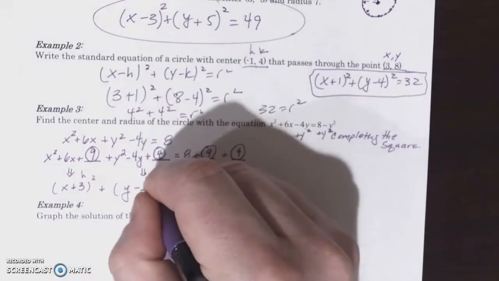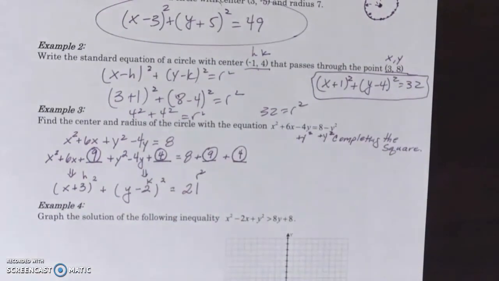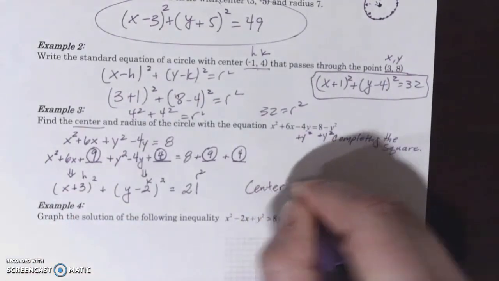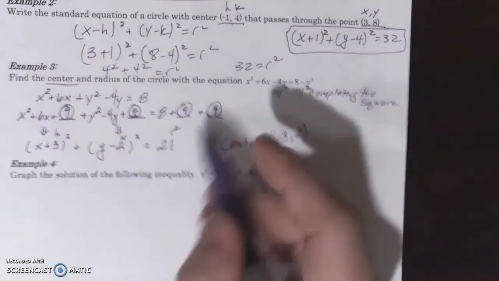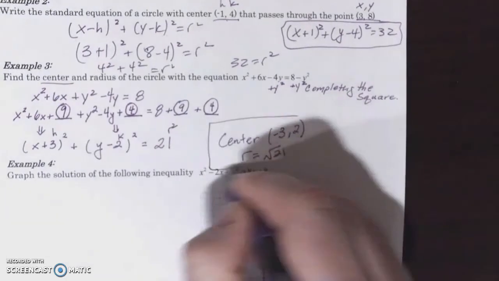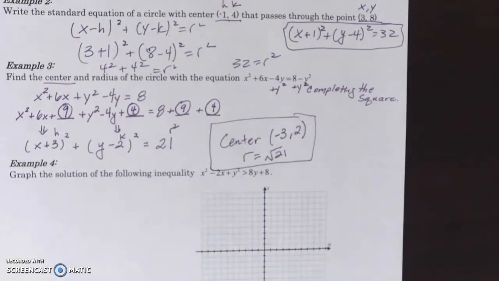Here's your h, here's your k, opposite of signs. Here's your r squared. Okay, so what is the center of the circle? This circle would have center negative 3 comma 2. Remember, opposite of the signs, because we have minuses in our standard equation. And the radius would be the square root of 21. r squared, square root, can't be simplified.